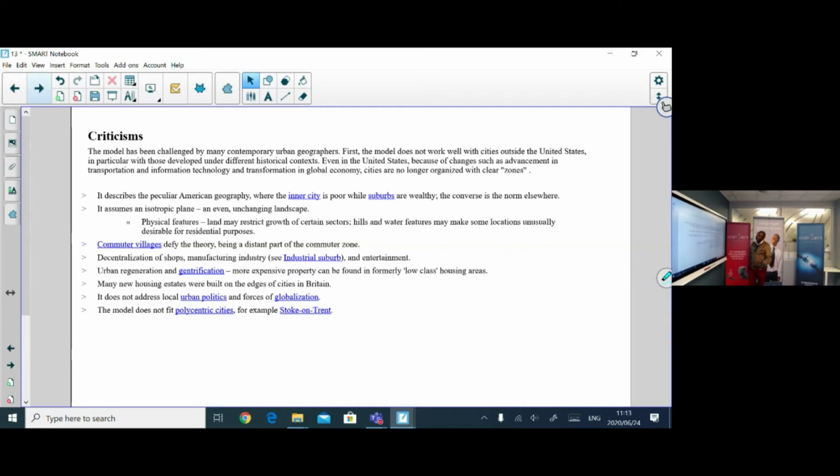That's when we talk of morphology. You find that it changes into something else. When it was residential, it becomes commercial, a commercial land use or industrial land use. It describes the peculiar American geography where the inner city is poor while suburbs are wealthy. The converse is the norm elsewhere. I'm sorry about that. The converse is the norm elsewhere.